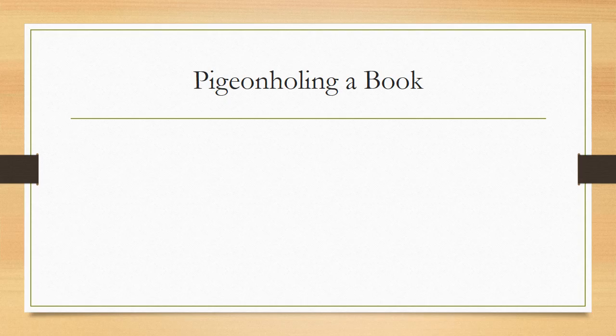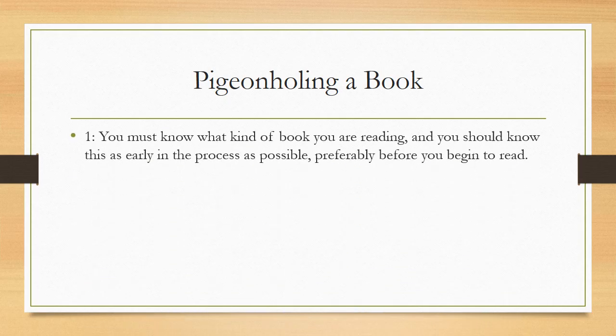So the first chapter here, and there are 2 chapters on each stage, on finding out what a book is about or finding out its subject matter, is called pigeonholing a book. And here's the first rule he gives us: You must know what kind of book you are reading, and you should know this as early in the process as possible, preferably before you begin to read.